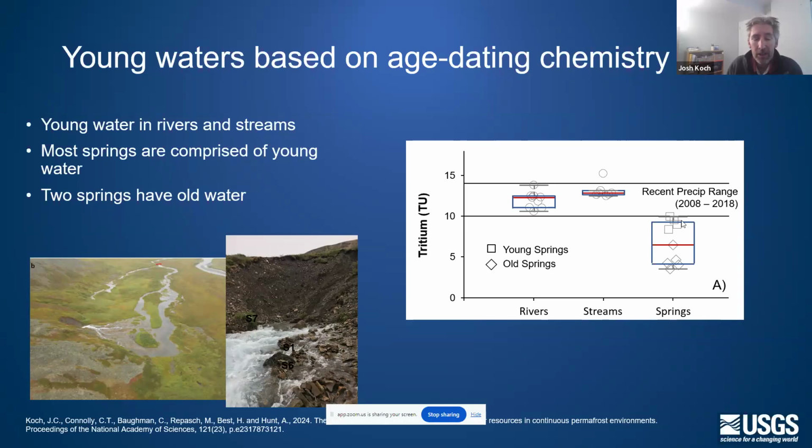When we look at the springs, the story gets a little more complex. We see that several of our springs are close to the modern range, although maybe slightly lower. And then two of our springs have even lower concentrations, suggesting that we have some amount of old water or mixing of young and old waters.